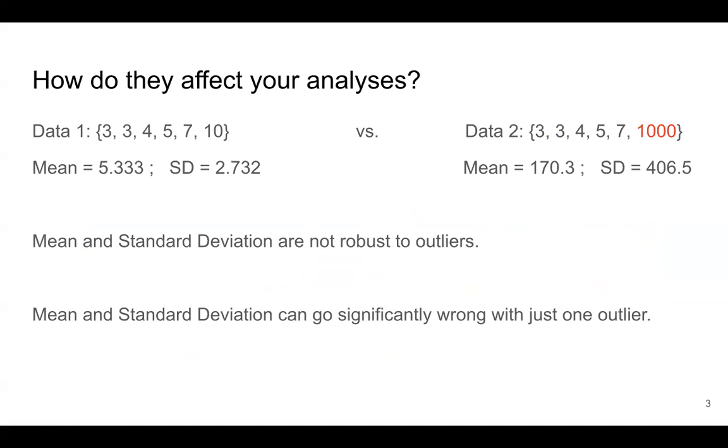Let's bring the same example from chapter 0. Data 1 has 3, 3, 4, 5, 7, and 10, and data 2 has 3, 3, 4, 5, 7, and 1,000. Now we know that 1,000 in sample 2 is an outlier. That made the mean and the standard deviation unreliable, basically meaningless, which means the mean and the standard deviation are not robust to outliers. Moreover, the mean and the standard deviation can go significantly wrong with just one outlier.